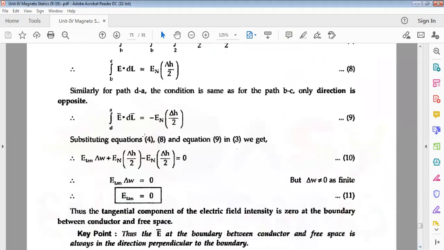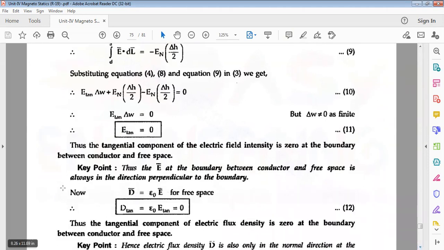So finally, substituting equations 4, 8 and 9 in equation 3, we get E tan delta omega plus E n delta h by 2 minus E n delta h by 2 is equal to 0. E tan delta omega is equal to 0, but delta omega is not equal to 0. As it is finite, we have to get E tan equal to 0. Thus, the tangential component of electric field intensity is 0 at the boundary between conductor and free space.